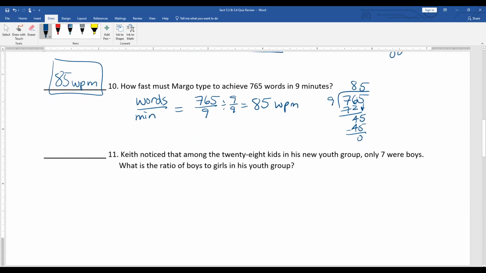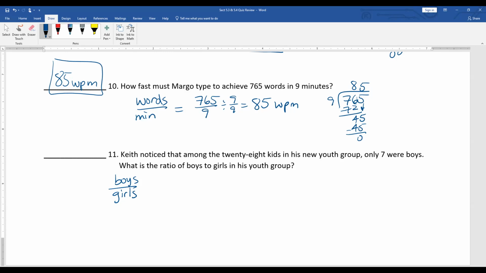All right, in this case, we have more of the ratio questions. Keith noticed that among the 28 kids in his new youth group, only 7 were boys. What is the ratio of boys to girls in his youth group? Okay, so we're asked to find the ratio boys to girls. I always start with it in fraction form in case I can reduce.